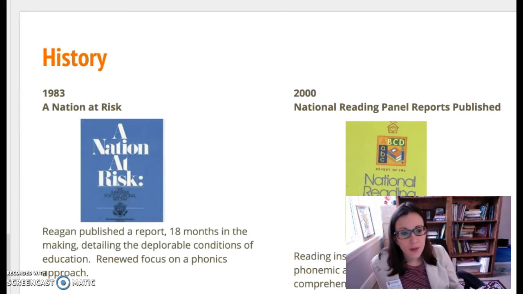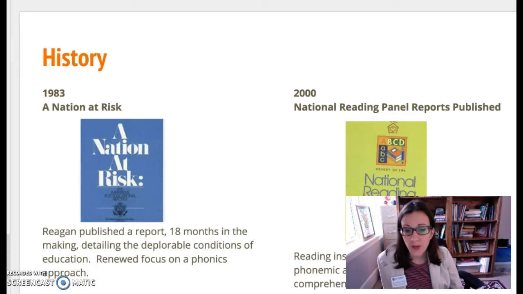In 1983, A Nation at Risk was published, and this was Reagan's report. It took 18 months to collect the research and publish, and it basically said education was just tanking, and our people were not prepared to enter the workforce and be competent readers. So you'll see a renewed focus on the phonics approach at this time.